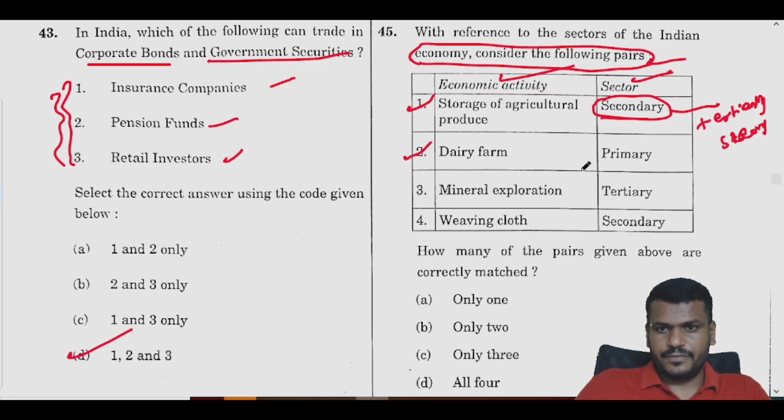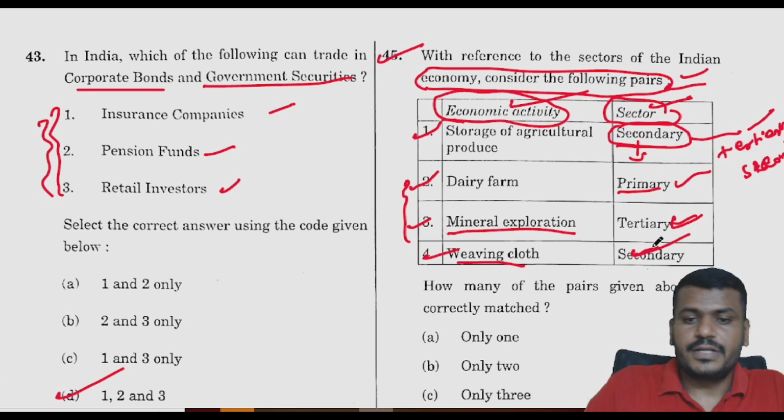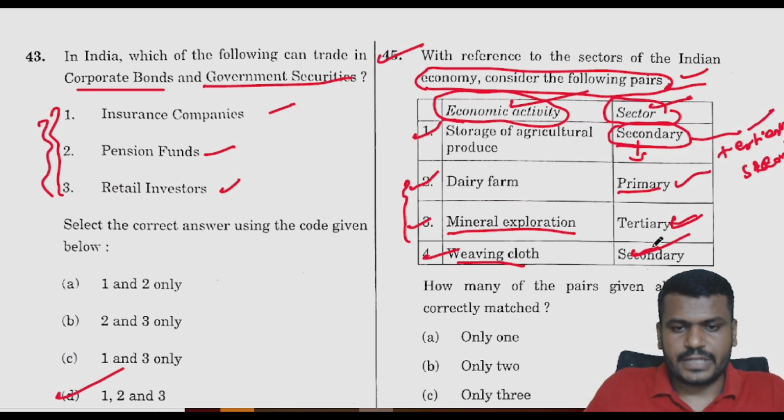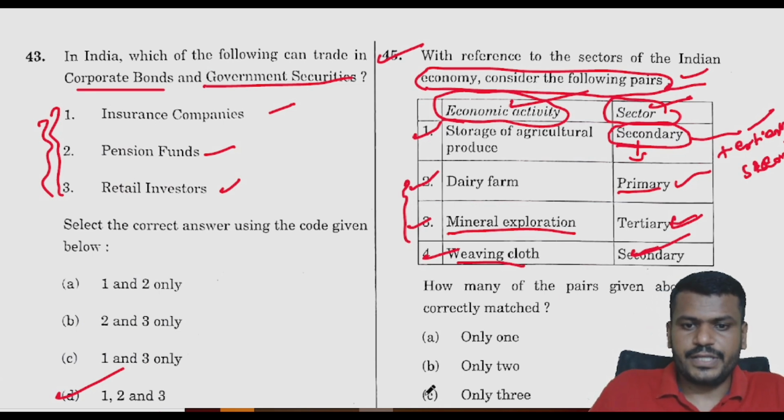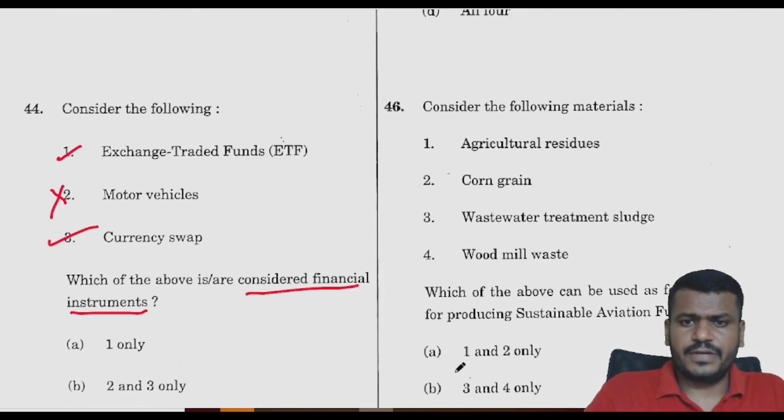Rest, a dairy farm is a primary sector. It comes under the primary sector, agriculture and dairy products. Mineral exploration comes under the tertiary sector. Weaving of cloth also comes under the secondary sector. That's why only 3 are correct. The first one is wrong, guys. You can definitely make it out.